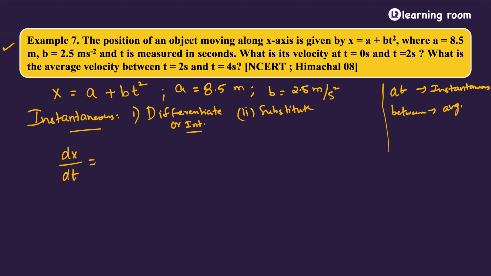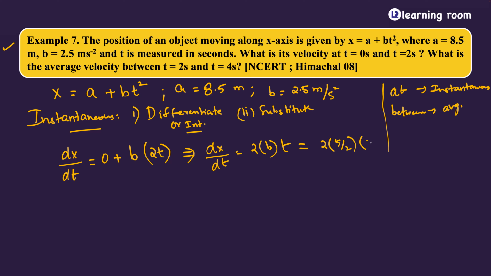divided by dt is equal to, what is the derivative of a? Derivative of a constant is 0, plus b is a constant into, what is the derivative of t square? So dx divided by dt is equal to 2 into b into t. So 2 into, what is the value of b? It is 2.5, which is 5 by 2, into, what is the value of time? So first you will find it at 0 second. When you find it at 0 second, it is going to be 0. So this is at t is equal to 0.